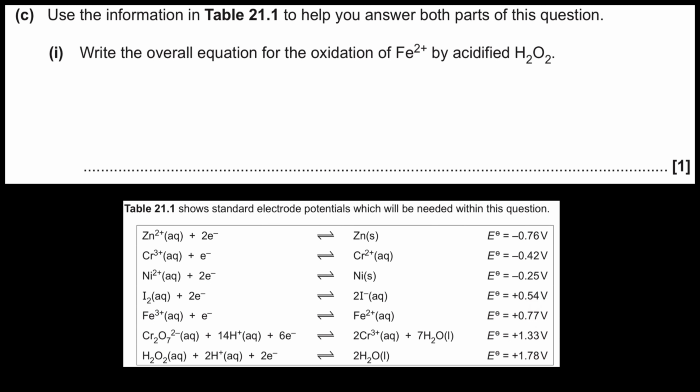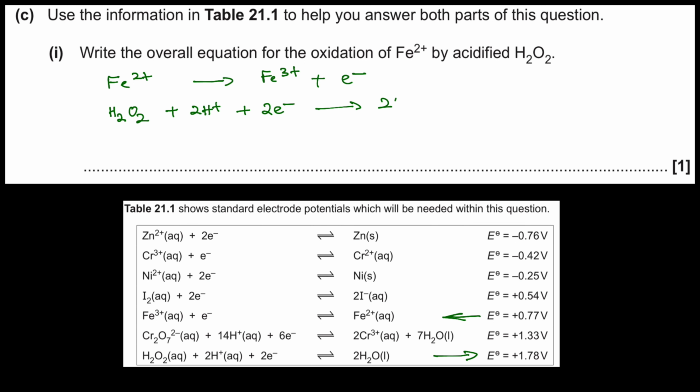This will go backward, and this will go forward, which means that we can rewrite this equation by saying, well, Fe2+ will be losing an electron to become Fe3+ plus e-, and the peroxide will stay because it's got a higher potential. It will be H2O2 plus 2H+ gaining 2 electrons going forward to 2 water. In order to balance the number of electrons, this is gaining 2, we need 2 from iron. We need to multiply that by 2.